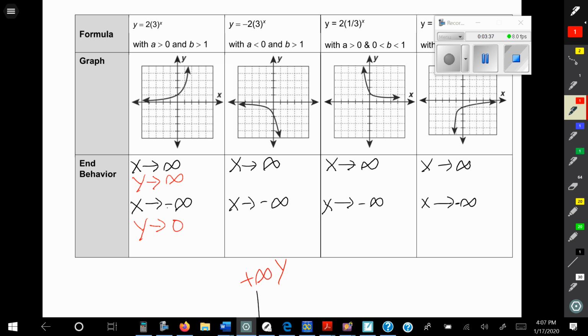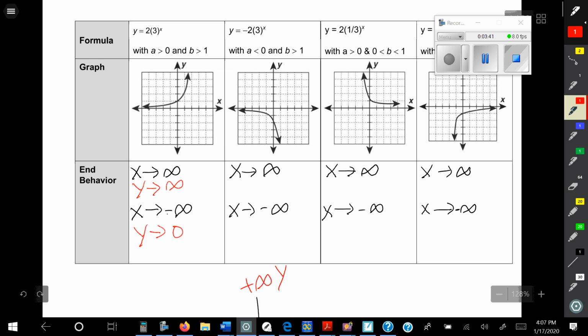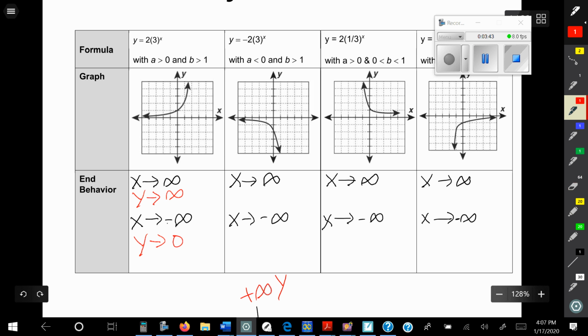And that's what end behavior is. The most important thing to remember is if you know whether your a is a positive or negative number, and whether your b is greater than 1 or in between 0 and 1, you can determine the end behavior just by looking at the a and the b. But I'm going to go through the rest of these, and then we're going to do some problems. So let's take a look here.